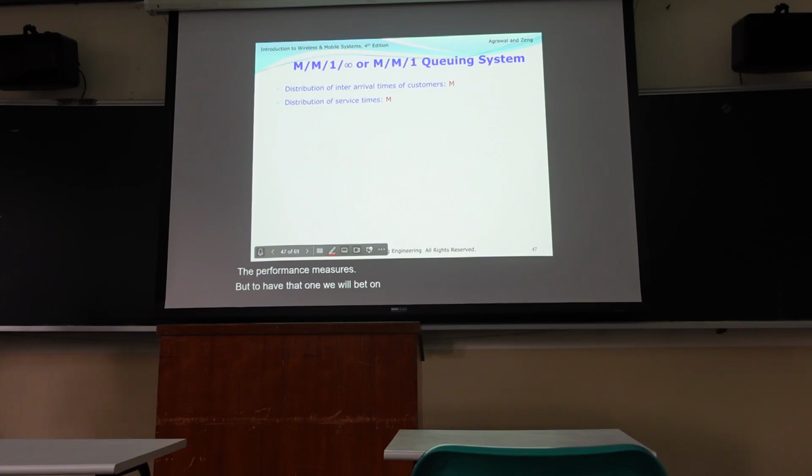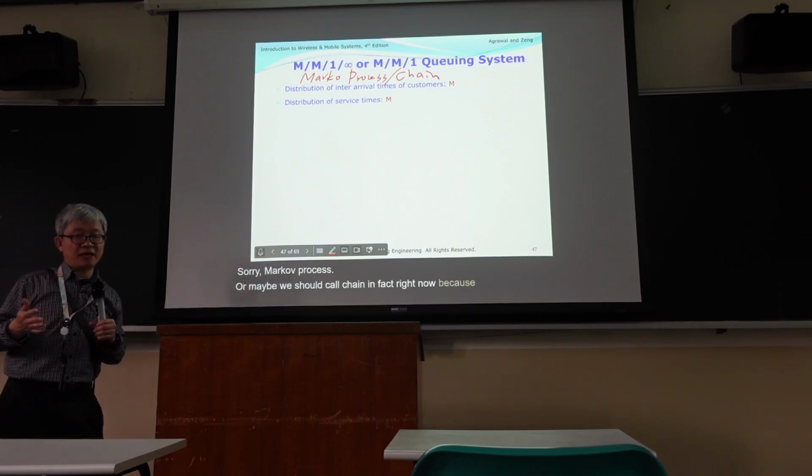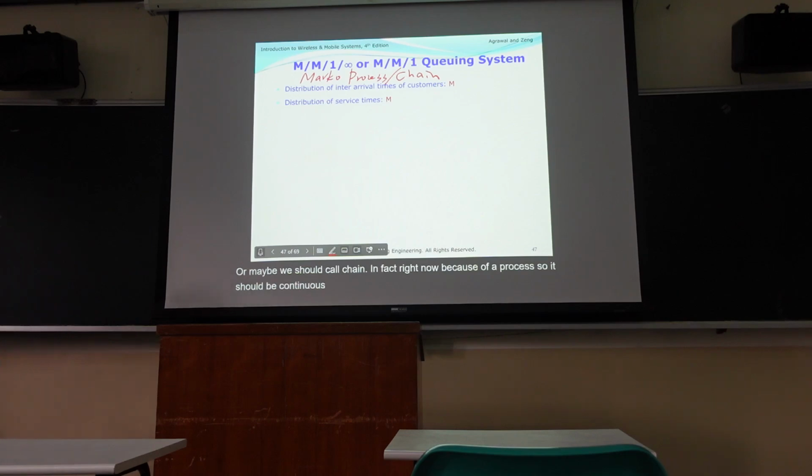So right now we have Markov chain. Markov process. Maybe we should call chain. In fact, right now, because of the process, it should be continuous. And if it is discrete time one, we should call Markov chain. In fact, sometimes it should be Markov chain, so I already have a Markov chain as well for both things.